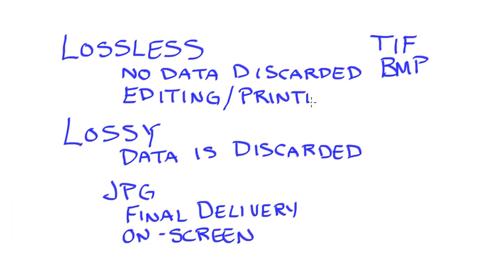Now, you can certainly take images off of the internet that are JPEGs and print them out on your printer. But the most amount of detail you're going to get is if you have the image saved as a TIFF or a bitmap. All right, so that's a little bit about file formats, looking at the bitmapped versus the vector and the lossless versus the lossy.